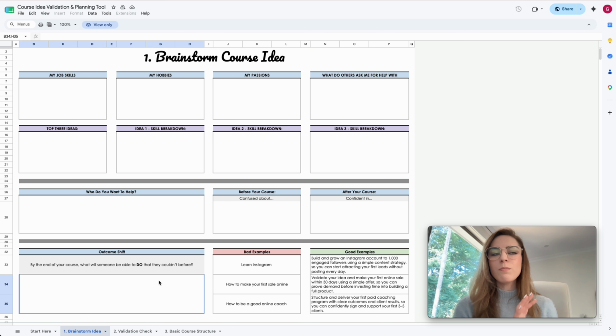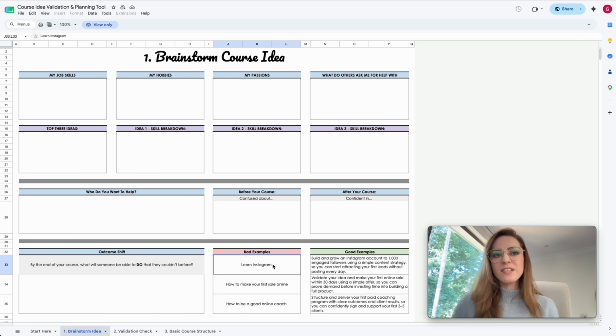This is one of the most important and critical sentences of the whole course design structure because it will steer you throughout your whole course build. You're always going to be referring back to this outcome. So you really want to make this sentence meaningful. So here are some bad examples. You don't want to have two sentences. "Learn Instagram."